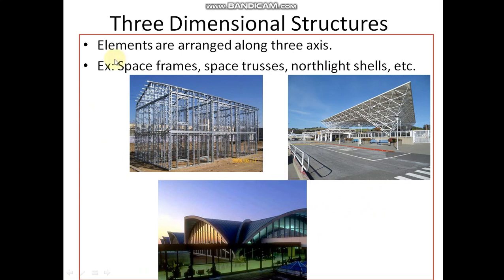The 3D structures: you see the dimensions are distributed along all 3 axes. There is no predominancy or dominancy. A space frame you can take as an example, a space truss you can give as an example, or a north light shell, which is called a north light shell, can be given as an example for a 3D structure.